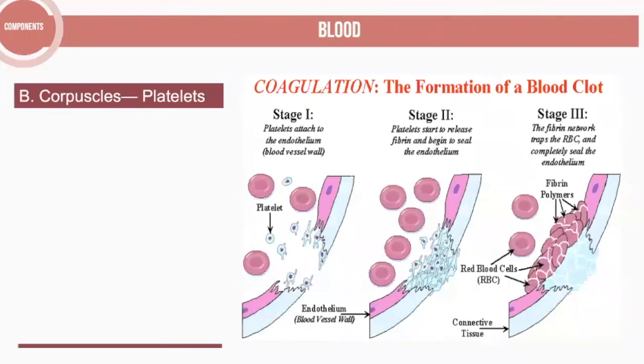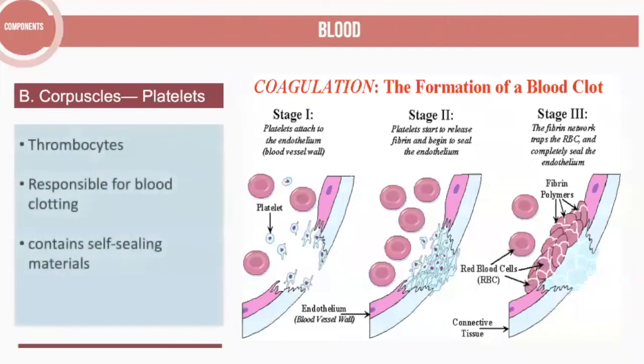Next corpuscle, we have the platelets, or little plates. Your platelets are also called thrombocytes, from the Greek thrombos, meaning clot, and cytos, meaning cell. So literally, a rough translation, clot cell. And that alludes to their function. These cells are responsible for blood clotting or coagulation on cuts of the blood vessels. Platelets contain self-sealing materials that are activated when blood vessels are injured.